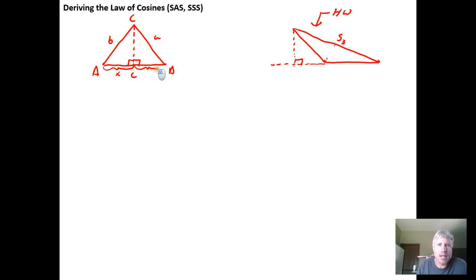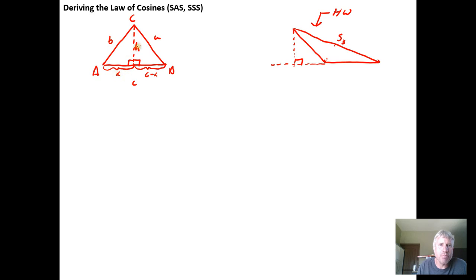And if that is X, then this distance right here is going to be C minus X, because C is the length all the way across the base of this triangle. And then what I can do is use the Pythagorean theorem. I can say if I labeled this as the height, because it's a perpendicular, the Pythagorean theorem says that the sum of the squares of the sides equal the square of the hypotenuse.